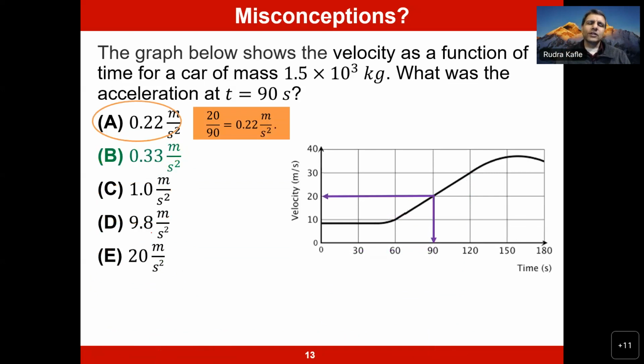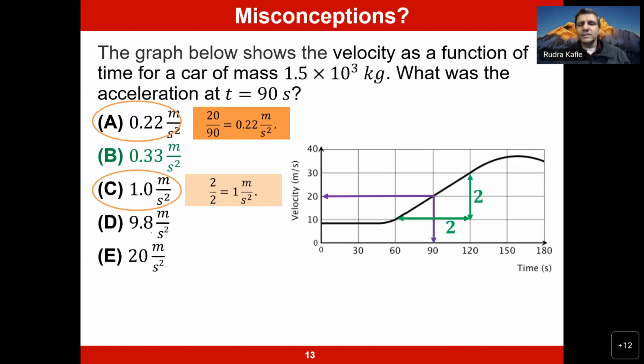If every student chose B, that would be fantastic. But students have different thoughts, different conceptions. Some people choose, for example, A, and the reasoning is in the picture itself: at 90 seconds, they go vertically up and the corresponding velocity is 20. So they don't see the change in velocity, but simply divide velocity by time at that instant, which is of course incorrect. So people choose that way.